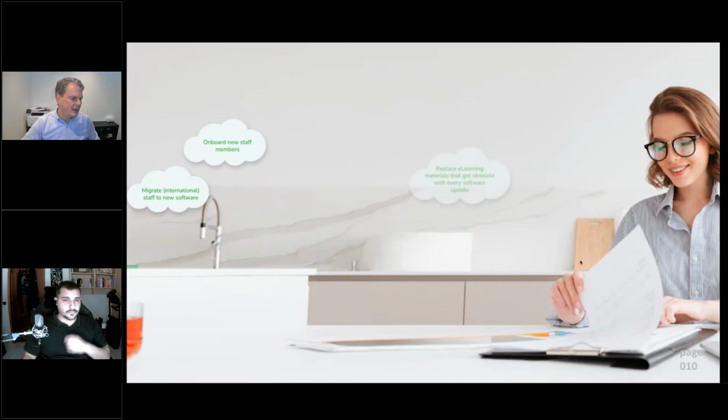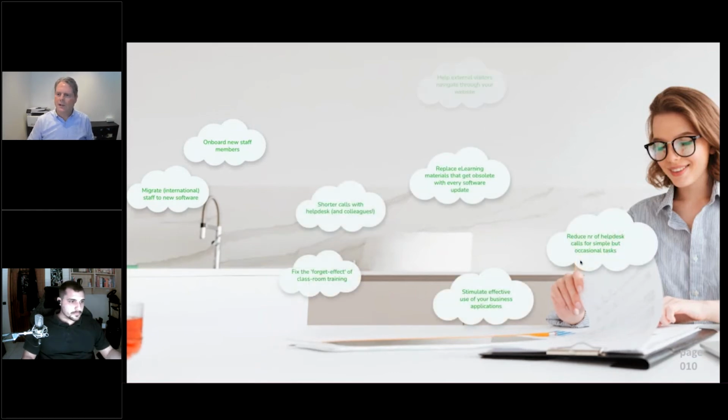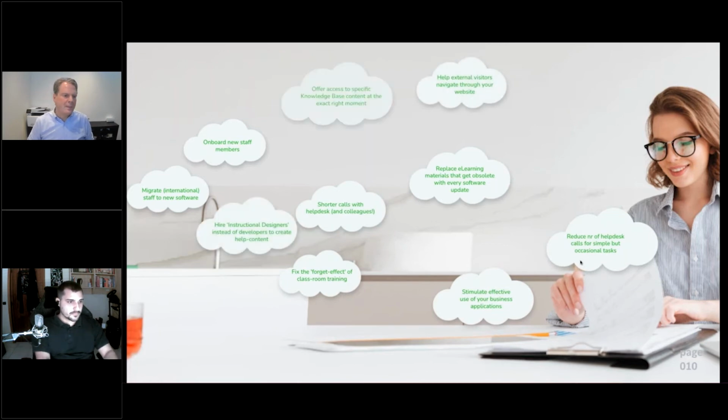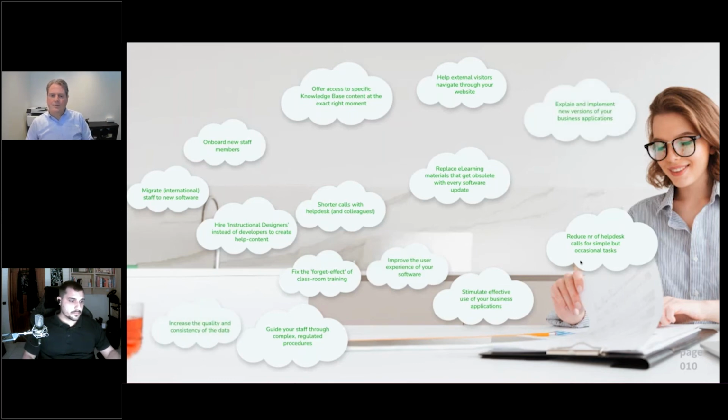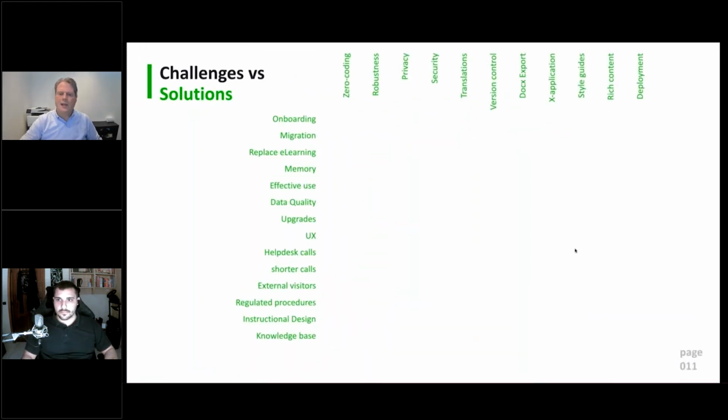Okay. So we looked into the challenges that our customers are dealing with and the solutions that we have built in Newired. It is a lot of information, a lot of clouds and sun rays. So I made a little bit more simple overview here with an X and Y axis. On the Y axis, I have the challenges: the onboarding, the migration, the user experience. And on the X, I have the zero coding, so the easy to use editor.